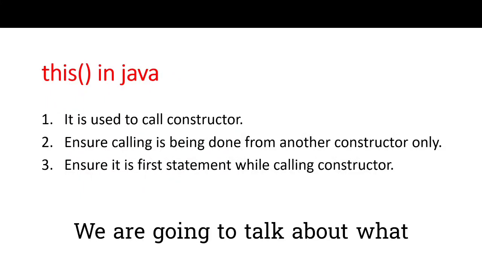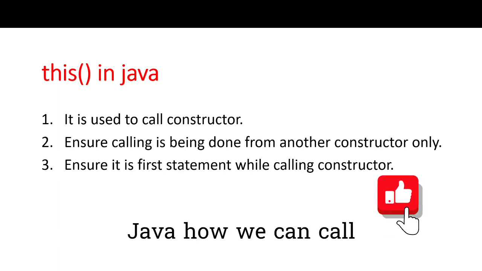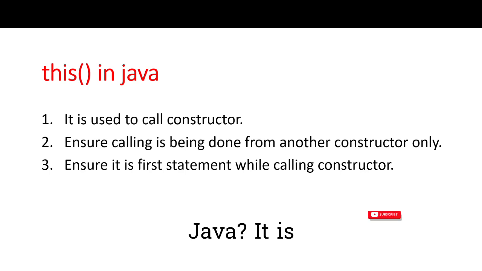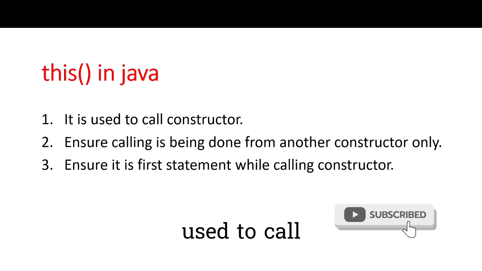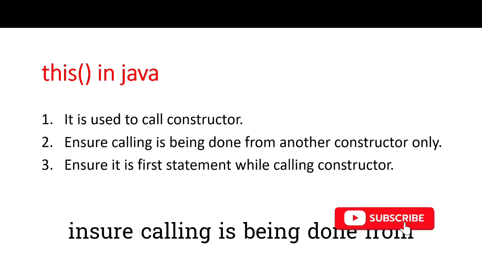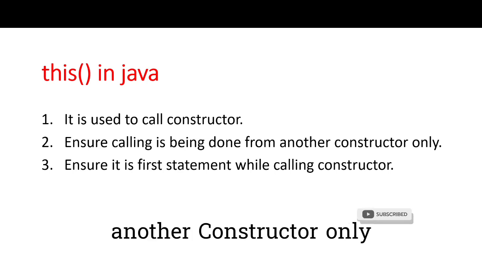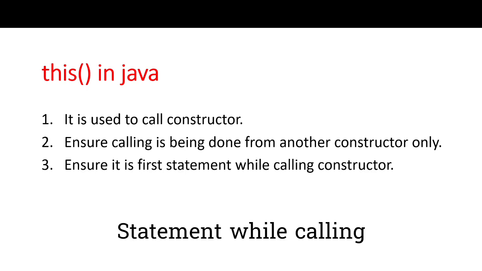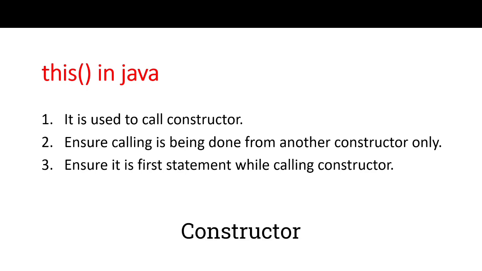In today's session, we are going to talk about what is this method in Java, how we can call it and how we can use it. So, what is this method in Java? It is used to call a constructor. Ensure calling is being done from another constructor only. Ensure it is the first statement while calling a constructor.